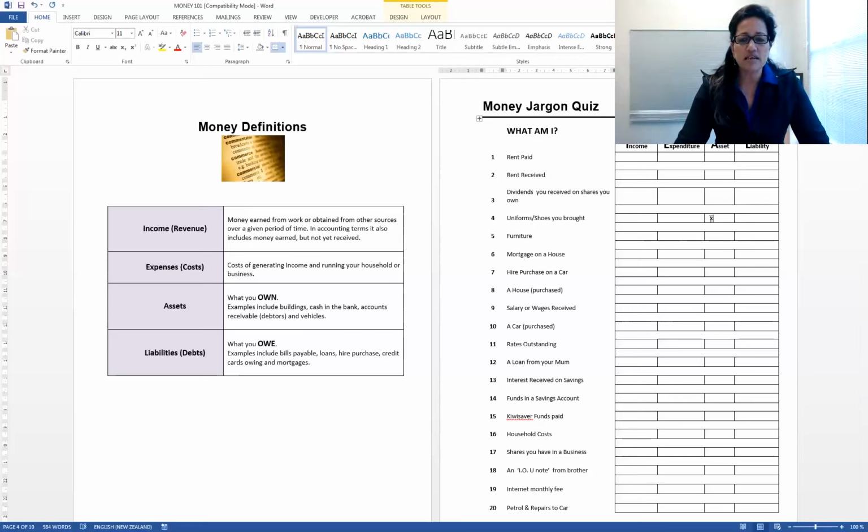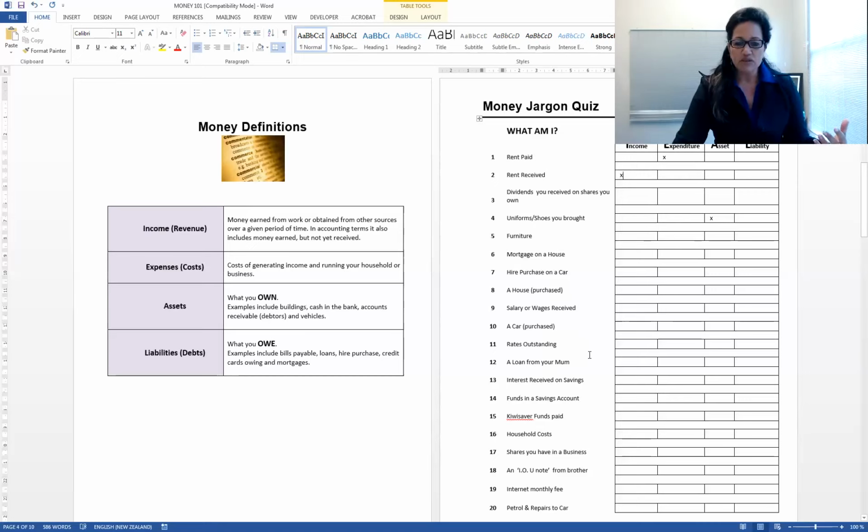Another thing to consider is the language. You'll note that there's different language you start looking for. Rent paid, and you actually hear that word paid, it means you've actually expended it, versus rent received, that means you've received it. So rent paid is an expense and rent received is an income. See the words paid and received.